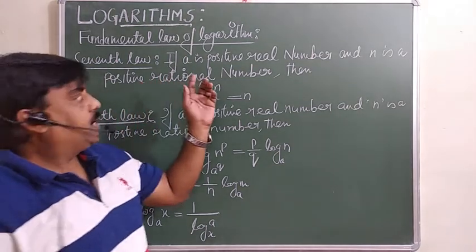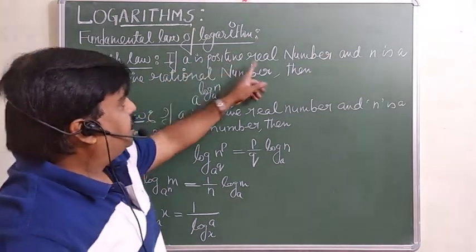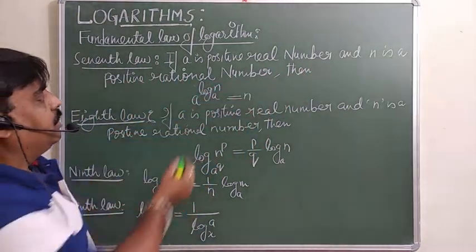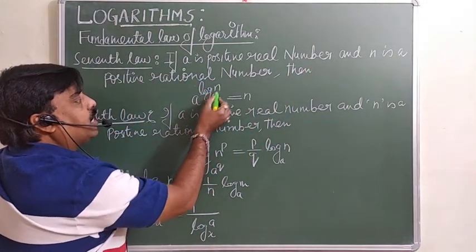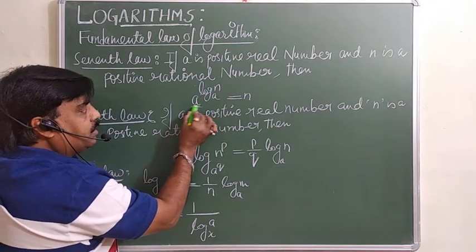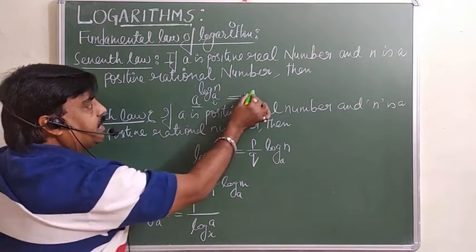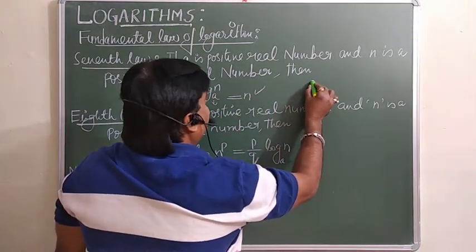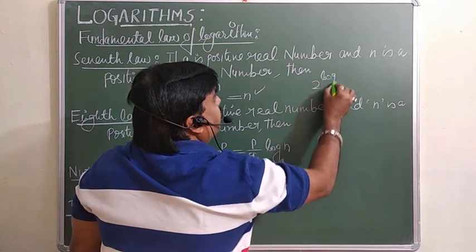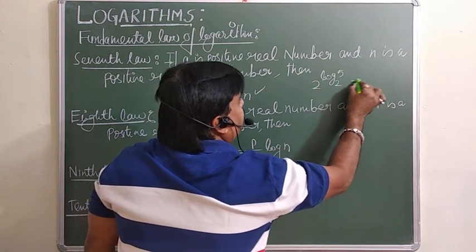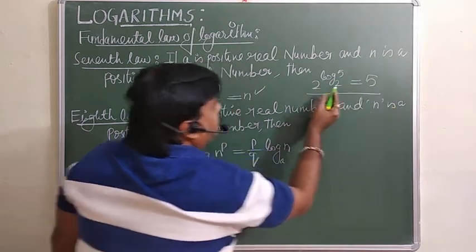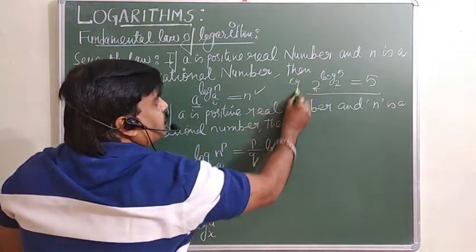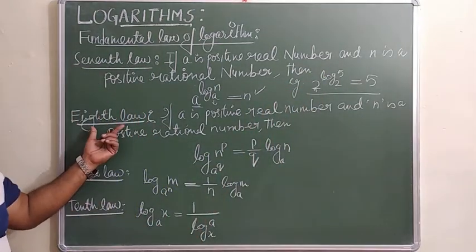Okay, now the seventh law is there. If a is any positive real number and n is a positive rational number, then a raised to power log n base a. Means whatever the value is here, same should be the base, then that is equal to n. That is equal to n. Means you can say like for instance, 2 raised to power log 5 base 2. So that will be equal to the 5 is here only. Means whatever the number is here, same should be here. Which should be the same, that is equal to this number. Similarly, eighth law is there.